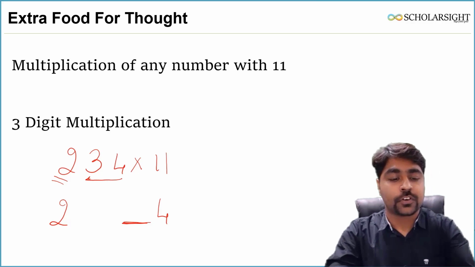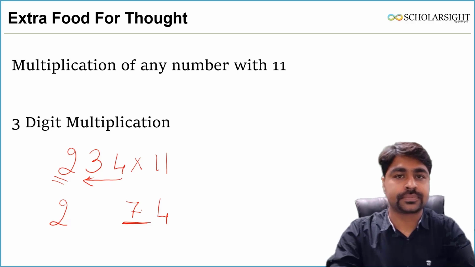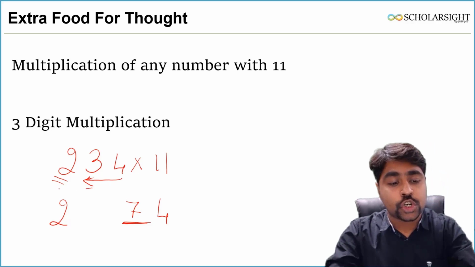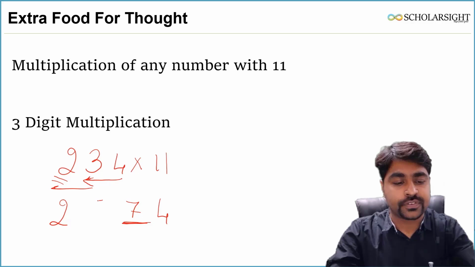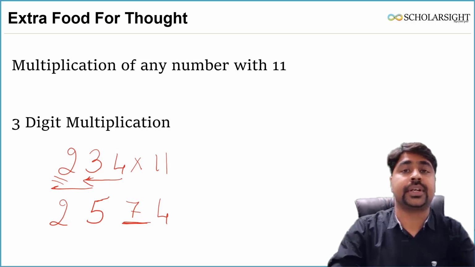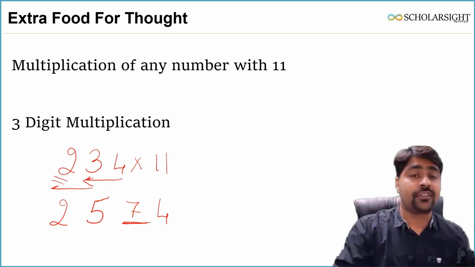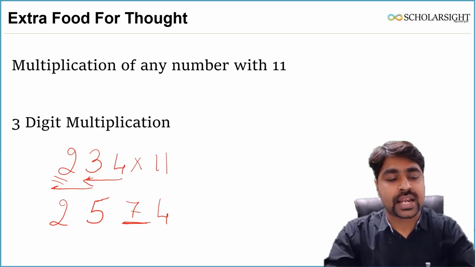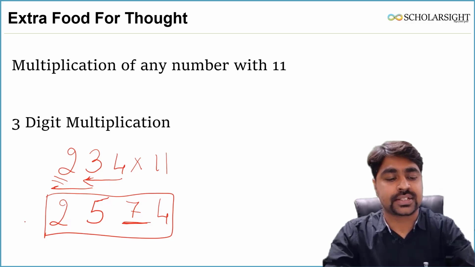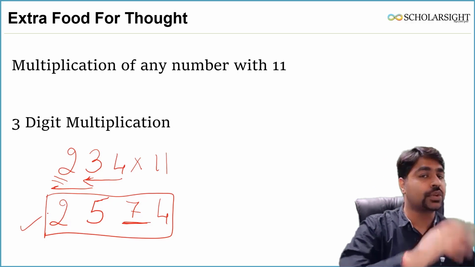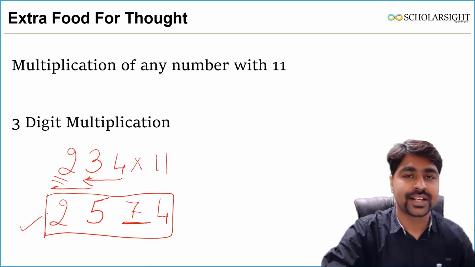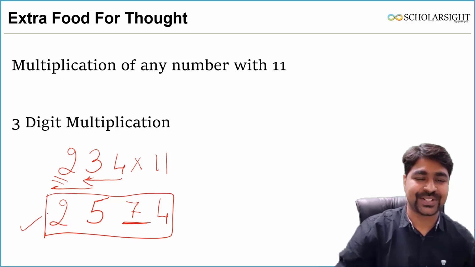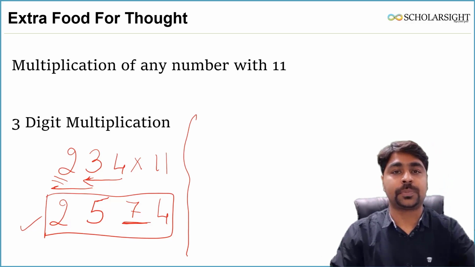That means 4 plus 3 is going to be 7. I'll write it here. Then 2 plus 3 is going to be 5. I'll write it here. Now there is no more availability of pairs of 2. So I'll just do this and say this is my answer. So 2574 is going to be your answer. Just check it. It is right. Okay. Now one more.